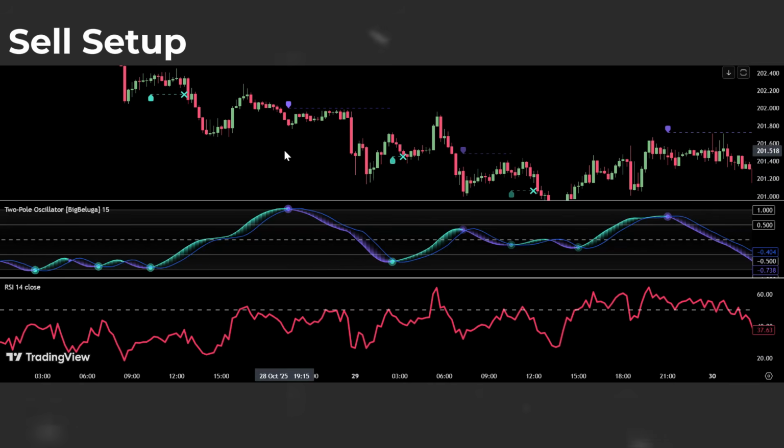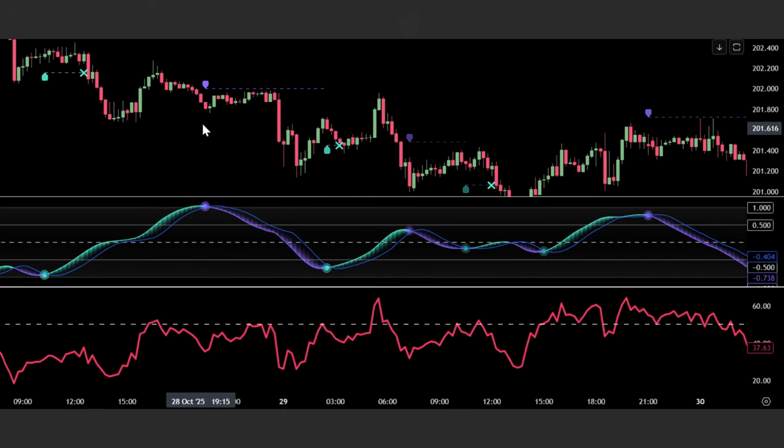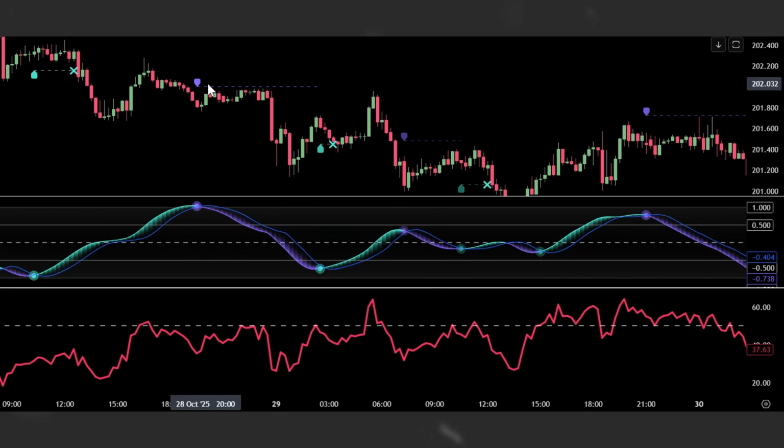Sell setup. Now let's see a sell setup. Look at the two-pole oscillator. Here is a purple arrow down. That's our first clue for a sell. Then check the RSI. It's below 50, meaning sellers are stronger and the trend is bearish. Finally, look at the oscillator. It's above 0.5 in the overbought zone. When all three line up, purple arrow, RSI below 50, oscillator in overbought, that's a valid sell signal.